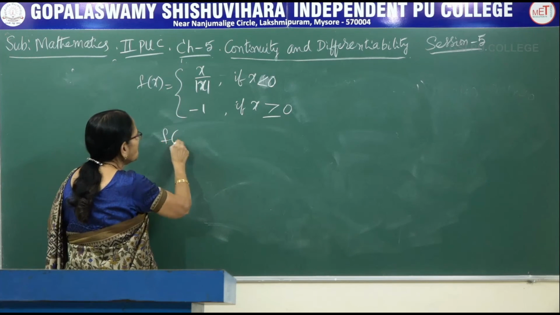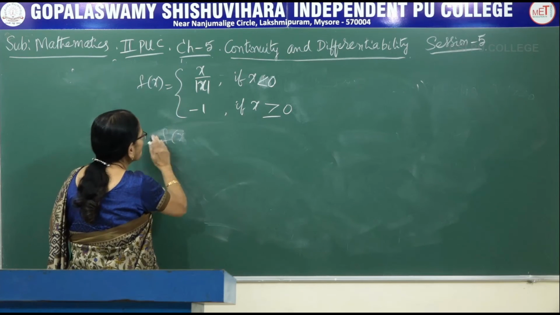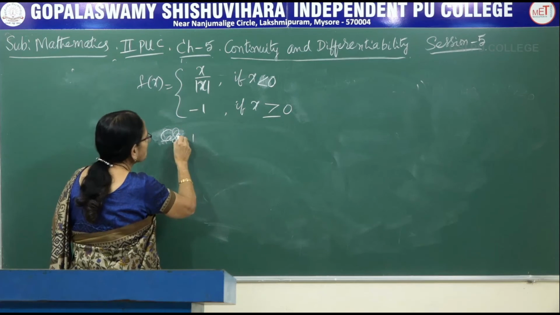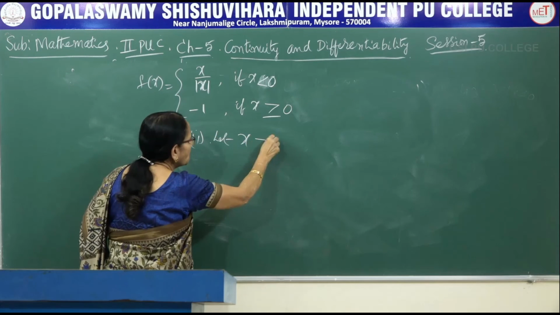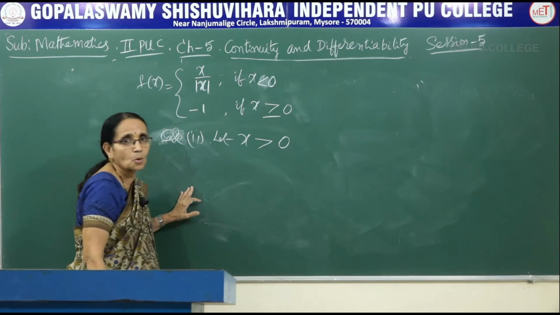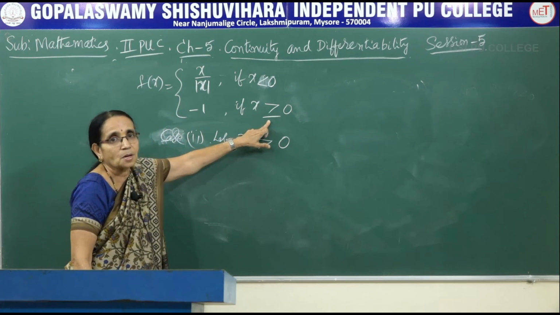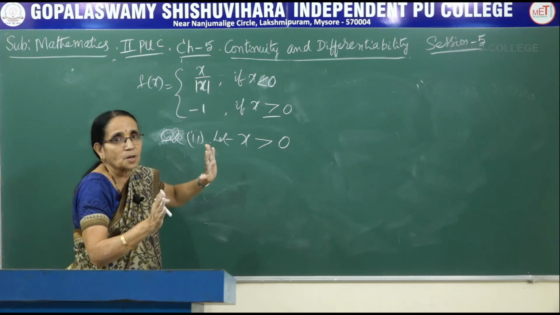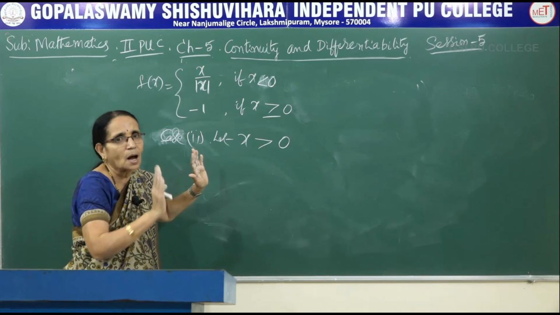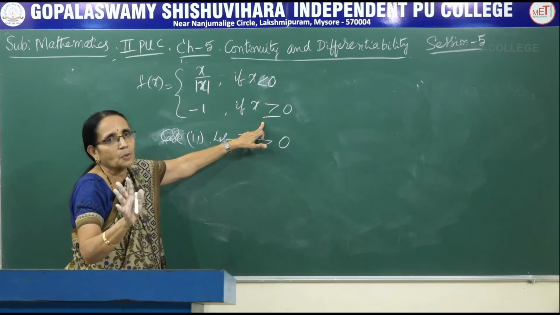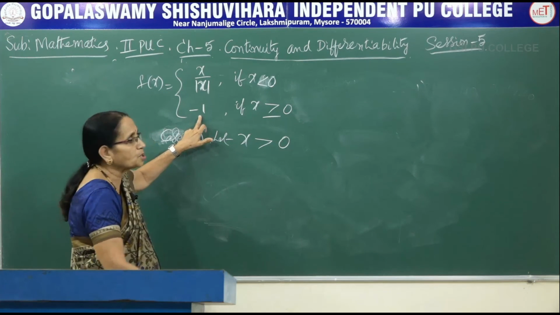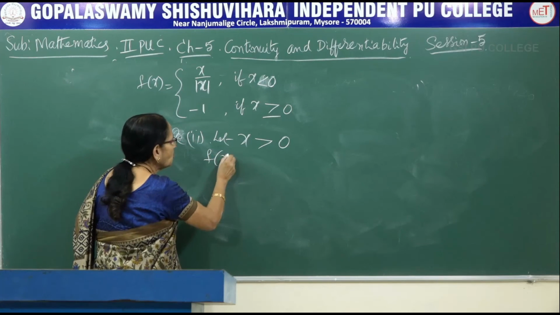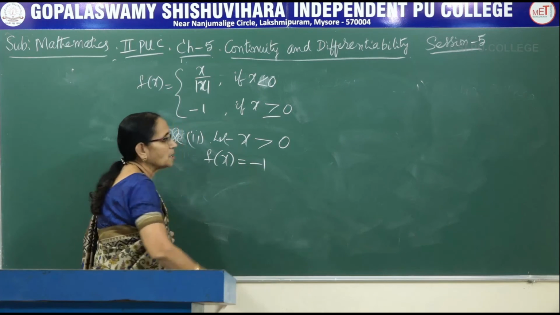Now let me take the second case. Case 2, here let x be greater than 0. That is the case I am considering. First I always take the extreme cases, before and after, then we will come to the particular point 0 there. When x is greater than 0, how is the function defined? It is f of x is equal to minus 1.